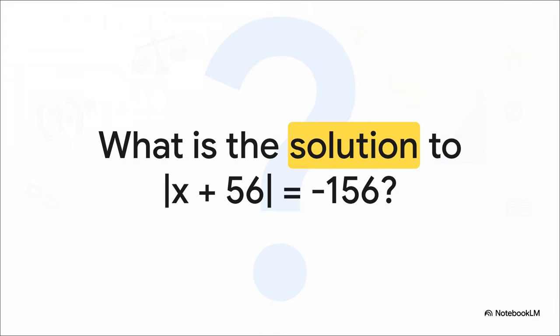And here's checkpoint 5. What is the solution to the absolute value of x plus 56 equals negative 156? Now, I'm going to give you a heavy hint here. Think back to what we just talked about regarding the impossible scenario of absolute distance equaling a negative number. Go ahead and tackle that one.